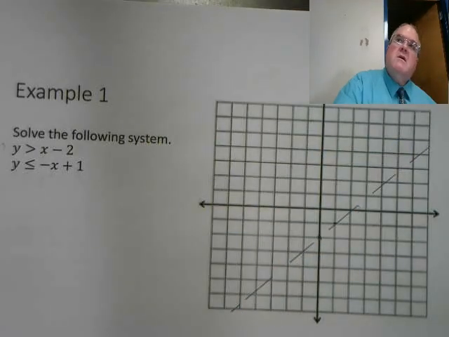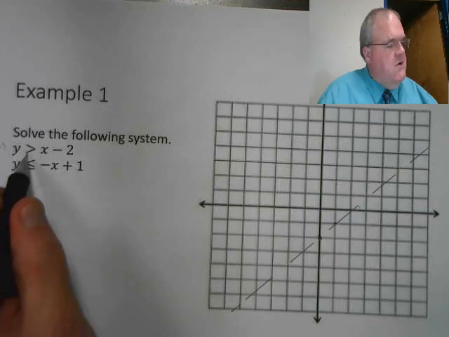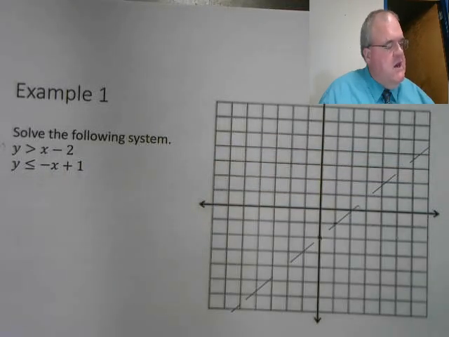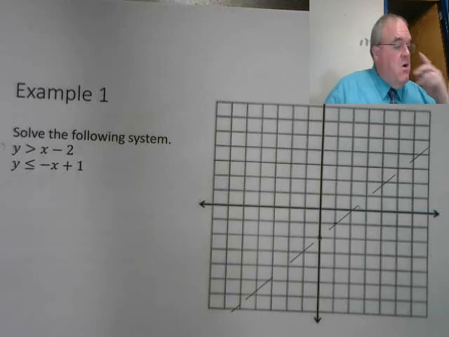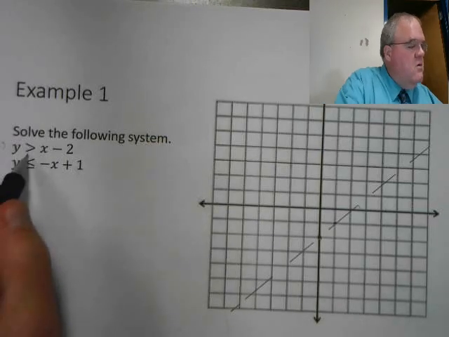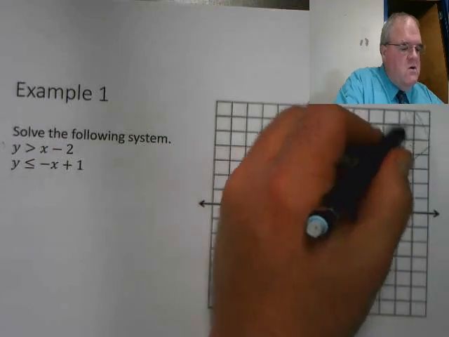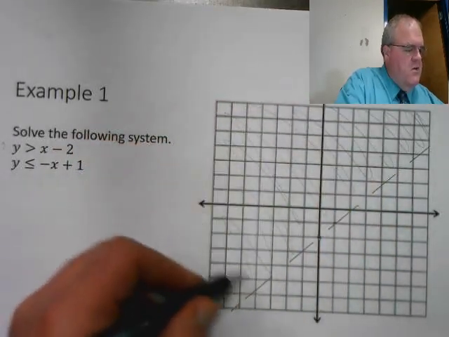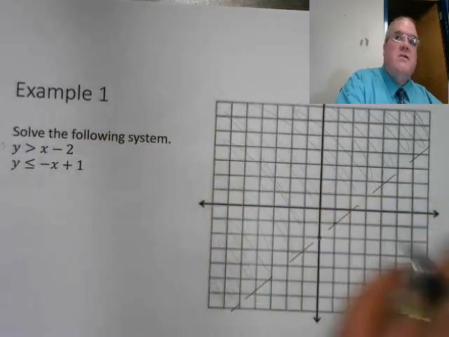Why is it a dashed line? The dashed line is because it is not equal to. The dashed line tells us that anything greater than, but not on the line, is part of our solution. So I'm going to lightly shade the area that is greater than. Greater than is above.